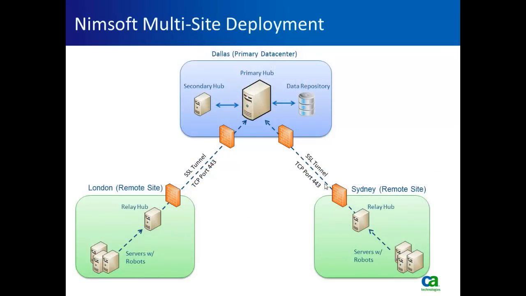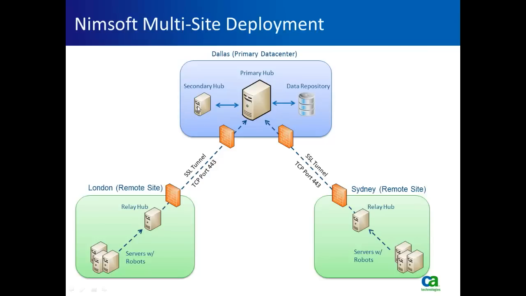Let's hop to a multi-site deployment. Because again, now we have our primary hub. Now that primary hub is either in your data center or it's up in the cloud. There's also the back-end data repository, and there's the secondary hub for high availability or redundancy.